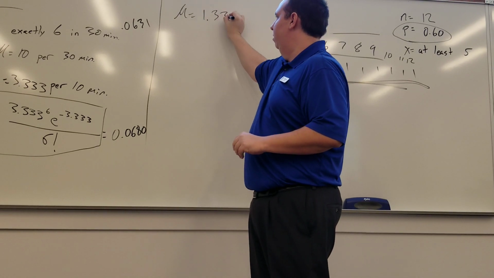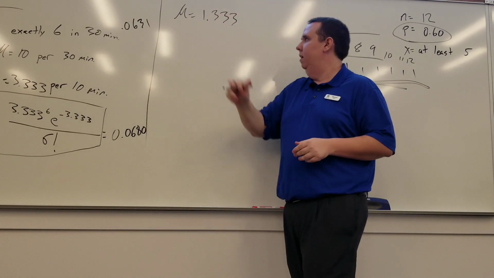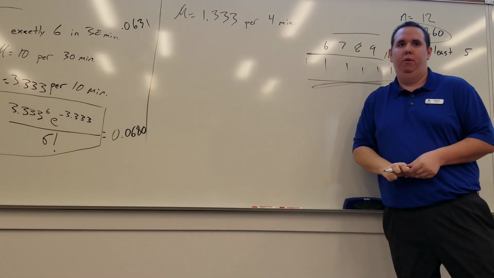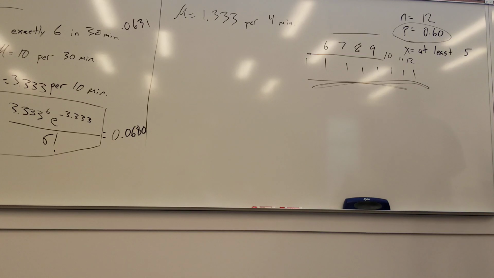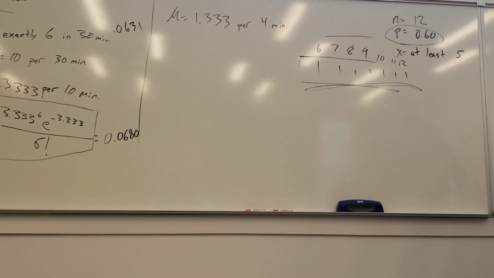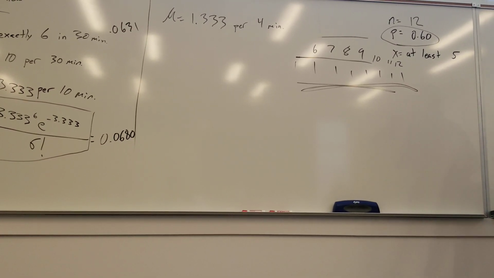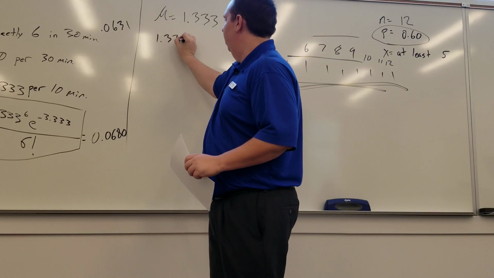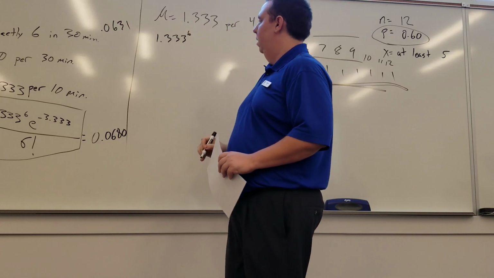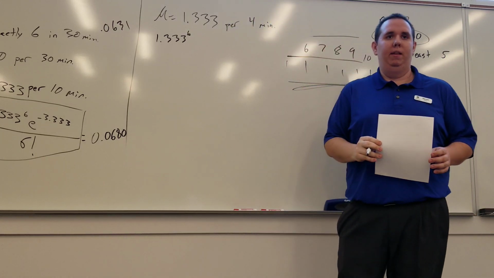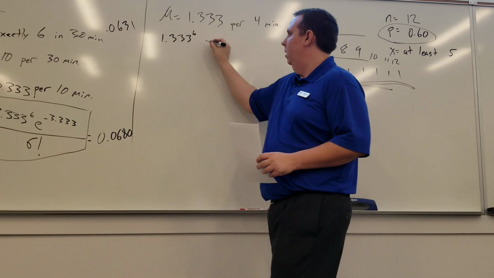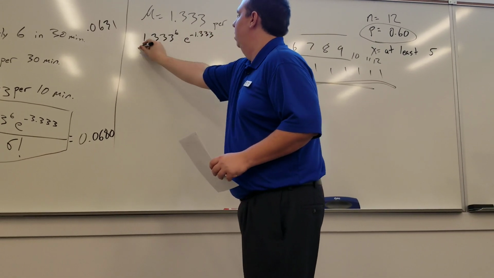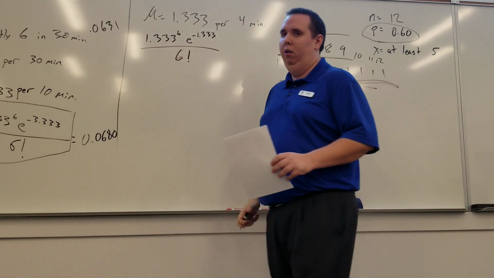We're getting 1.33 per 4 minutes. So we once again input all of that into our formula. 1.33 to the 6th power, that's still our x, times e to the negative mu, all over 6 factorial.